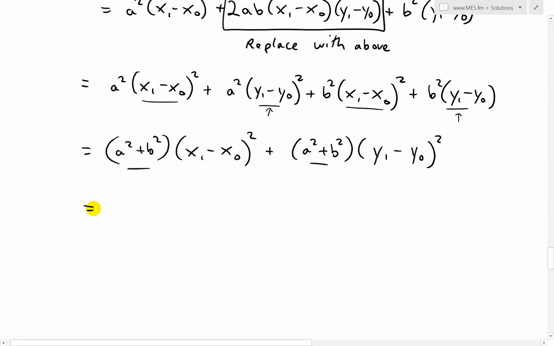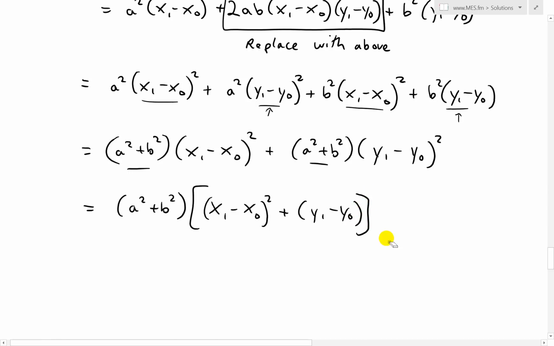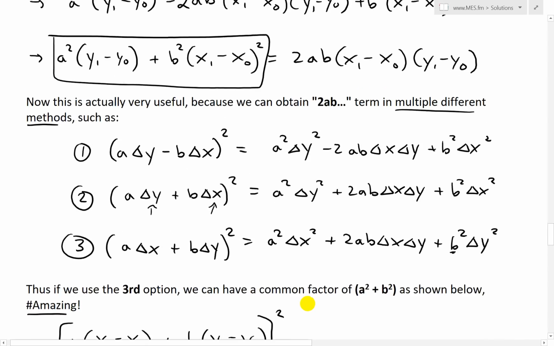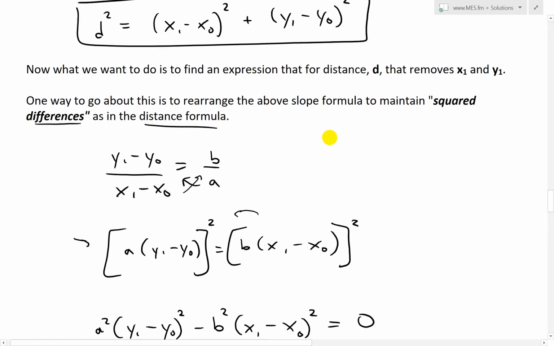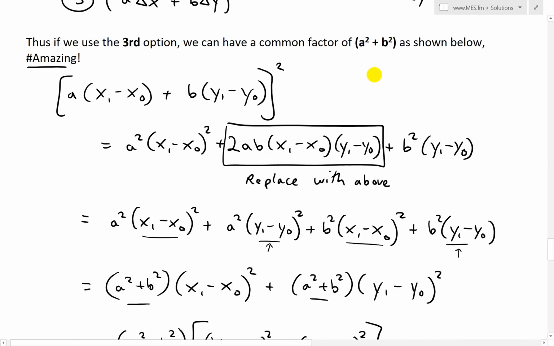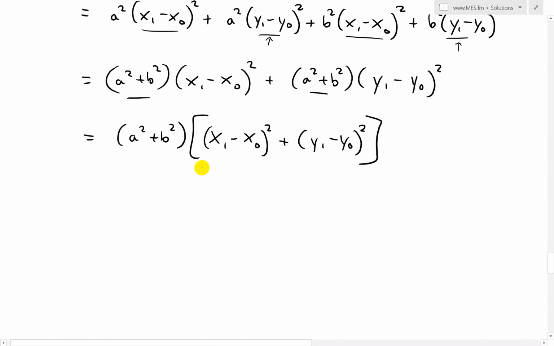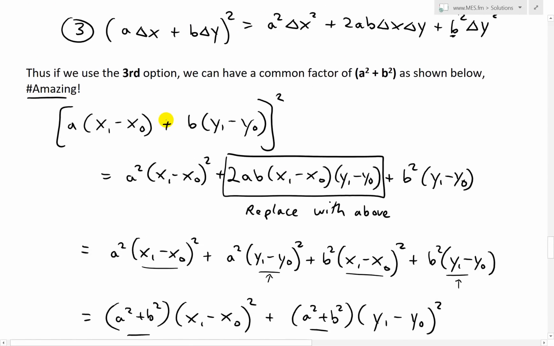Absolutely amazing. So now we factor that out, we have an a squared plus b squared, and then we have, put a bracket like this, x1 minus x0 squared plus y1 minus y0 squared like that. And now this one, we know what this one is. Remember this? This is just our distance formula squared. So scroll all the way back up. That's just d squared like that. Absolutely amazing. So we could just replace this with d squared. So thus what we have is this one over there, that whole formula.